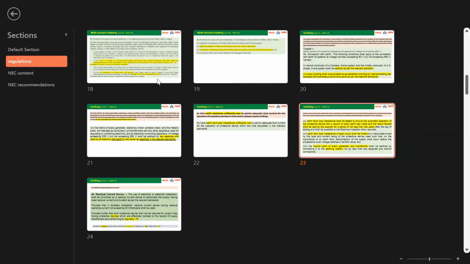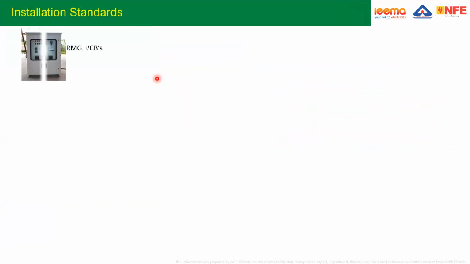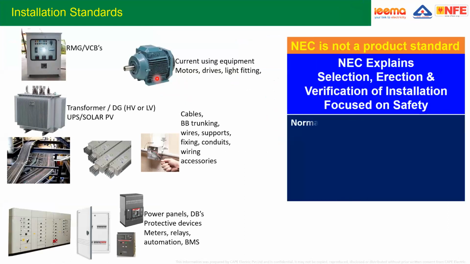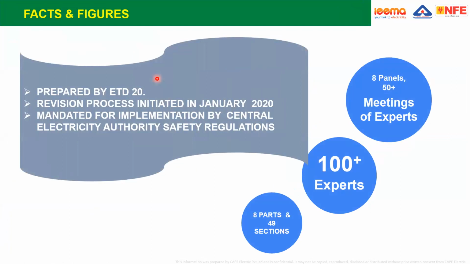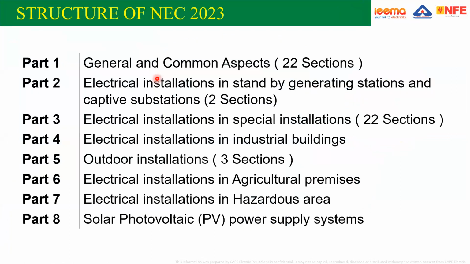Then we saw the National Electrical Code, NEC, and the different parts of NEC. Please note that NEC is now a legal requirement, and NEC is not about an electrical product, but NEC talks about designing, selection, erection, and verification of an electrical installation. Verification consists of inspection and auditing.